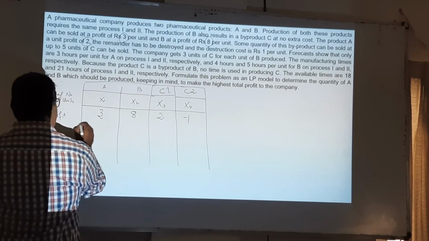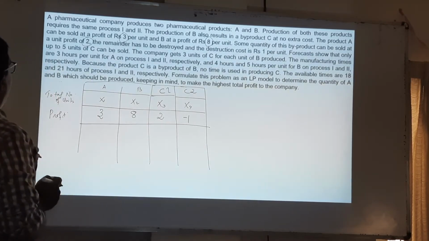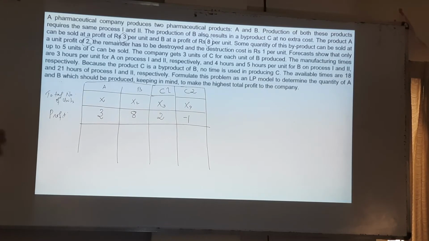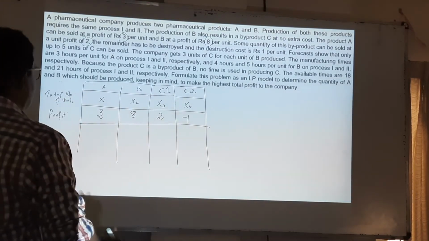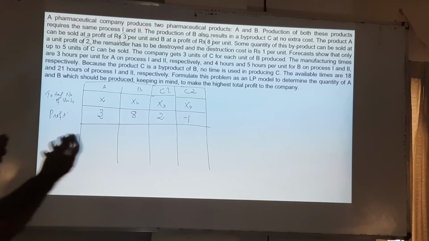Now, the profit part is over. What is the next one? Up to only 5 units of C can be sold. So that means X3 maximum value can be 5. Then whatever the extra should be destroyed.